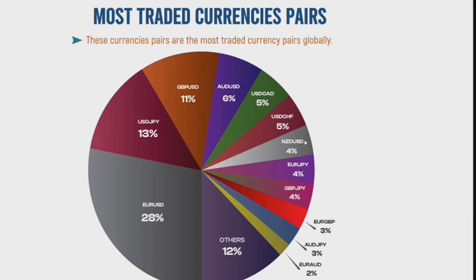We have NZD USD at 4%, Euro JPY at 4%, GBP JPY at 4%, Euro GBP at 3%, AUD JPY at 3%, and Euro AUD at 2%. We have others at 12%, that's other currency pairs. Like I said, we have thousands of currency pairs, but these are the major currency pairs.